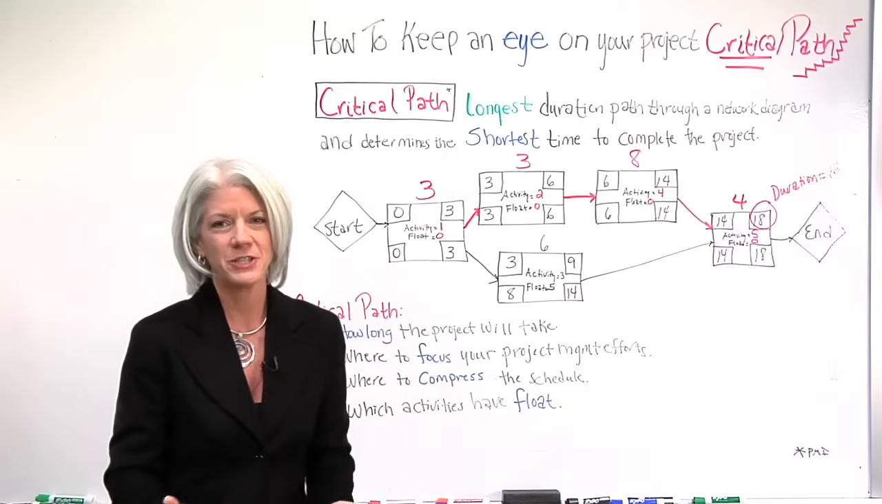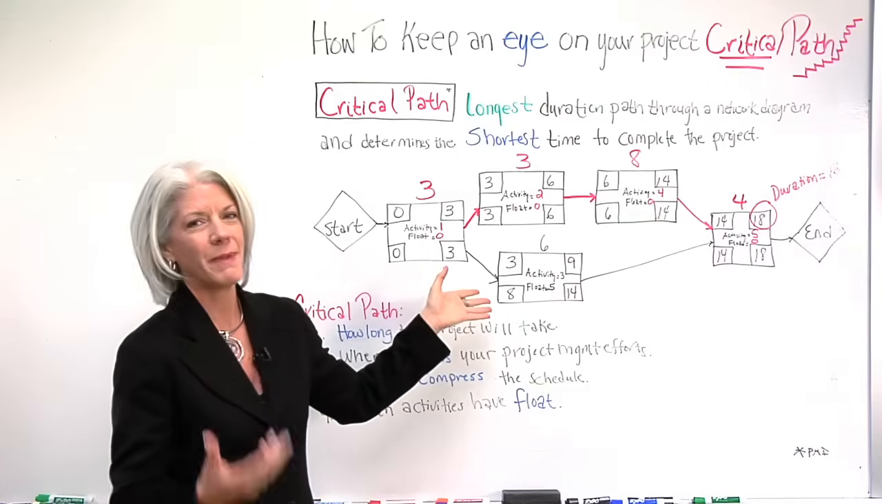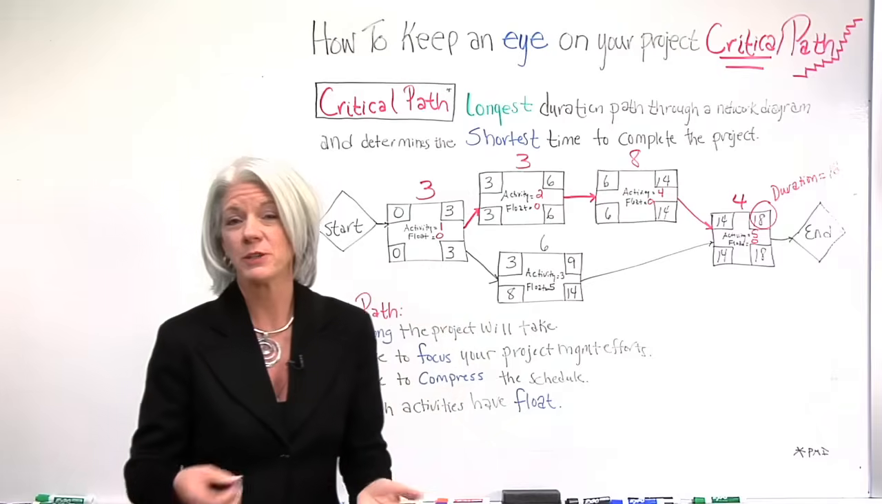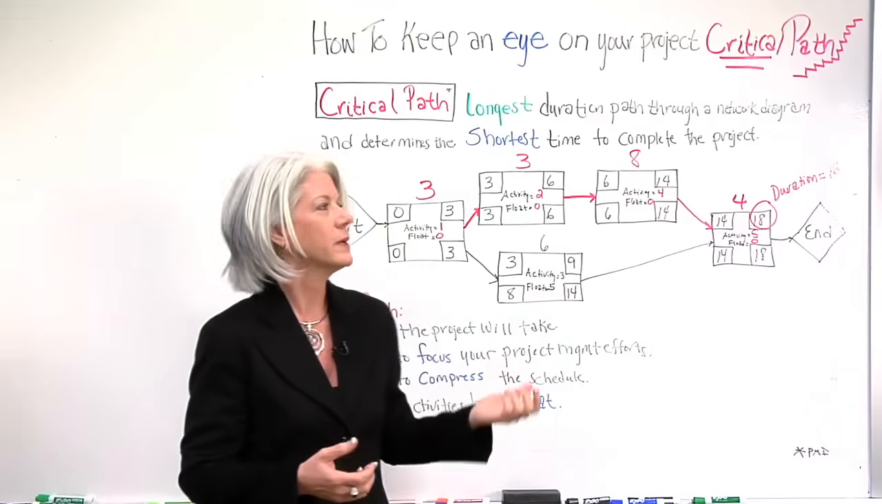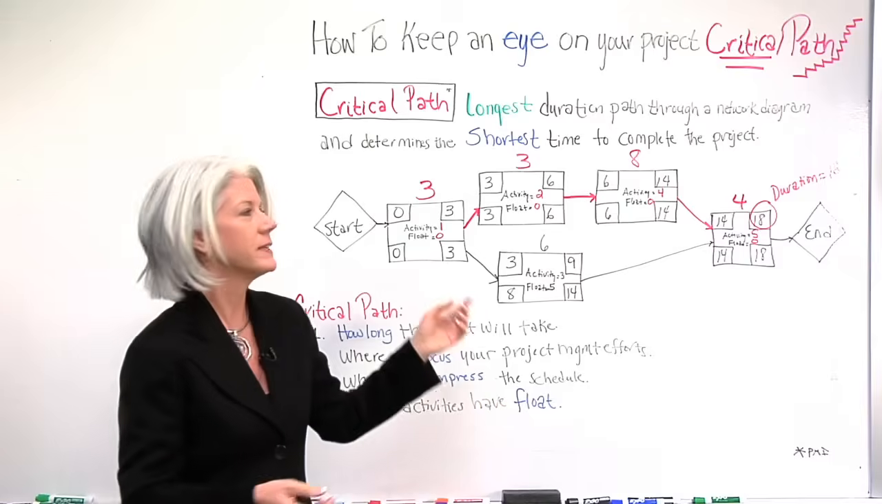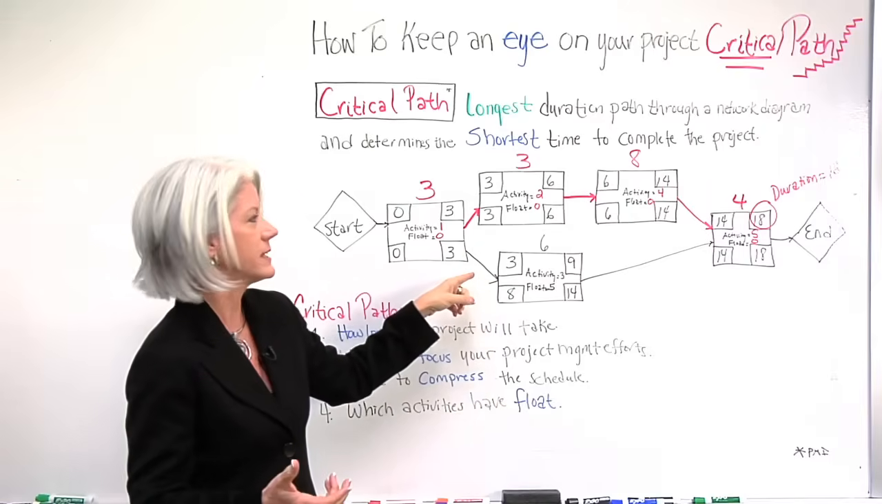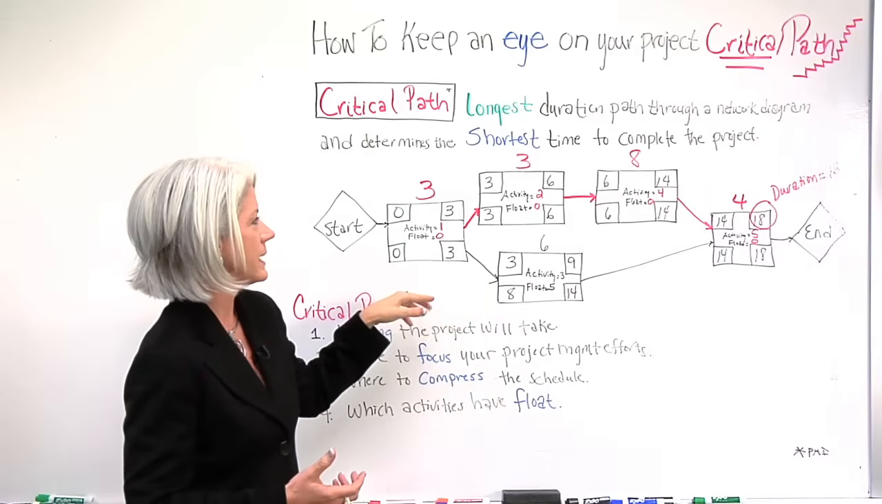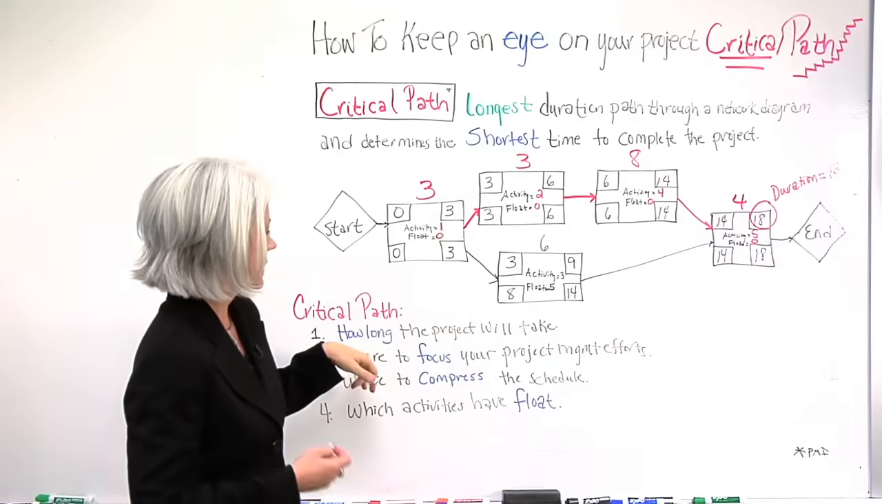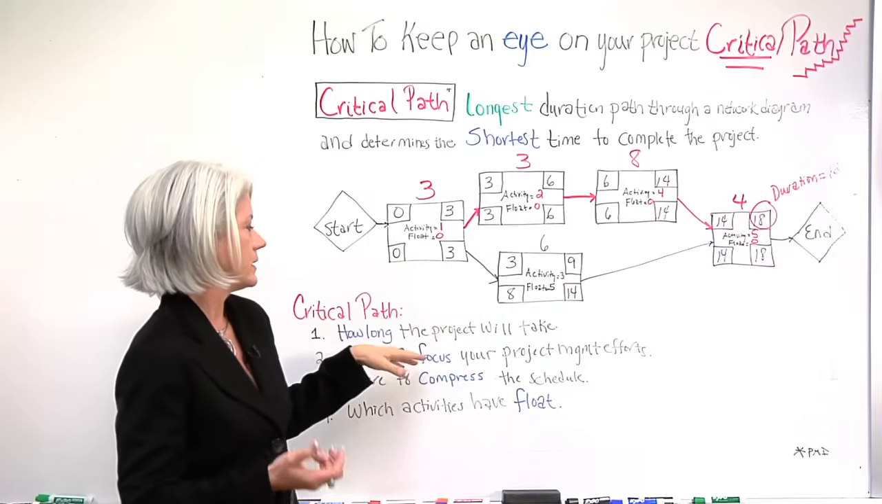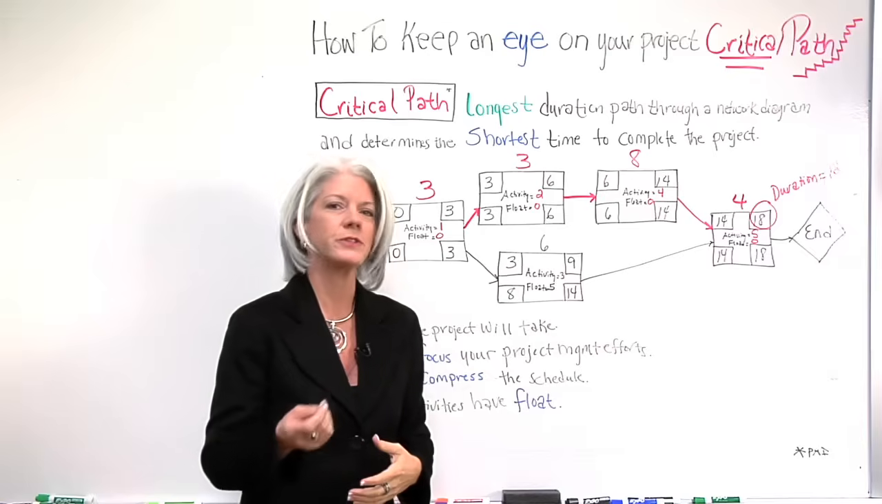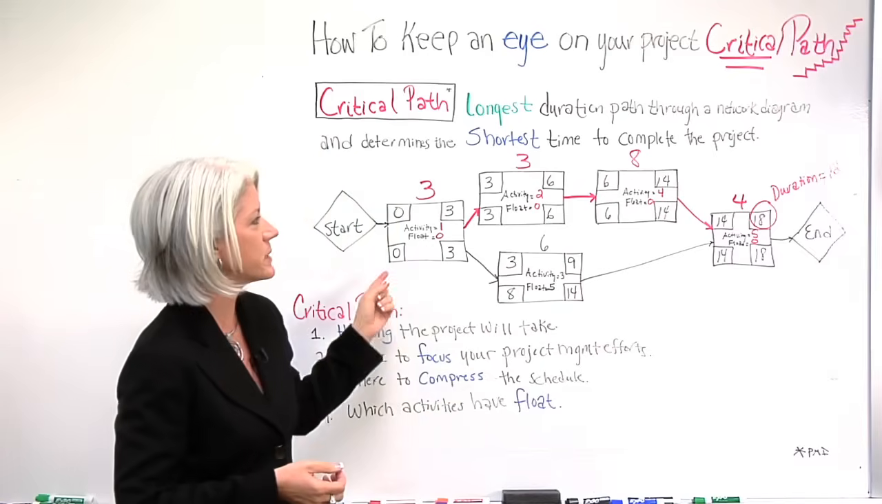If you have a short project, this is doable manually, or hopefully you have a project management tool that would do that for you. So for many activities, it will continue to calculate the critical path for you. And so this is what it looks like. The critical path will also help you determine where to focus your project management efforts.